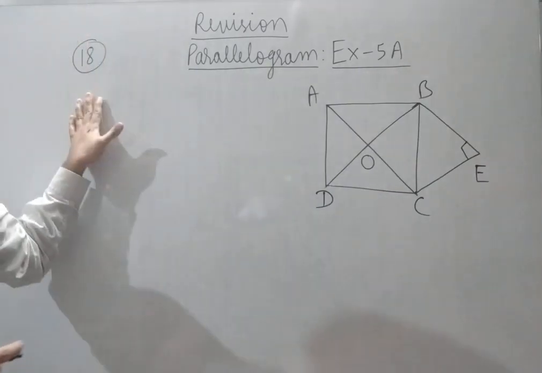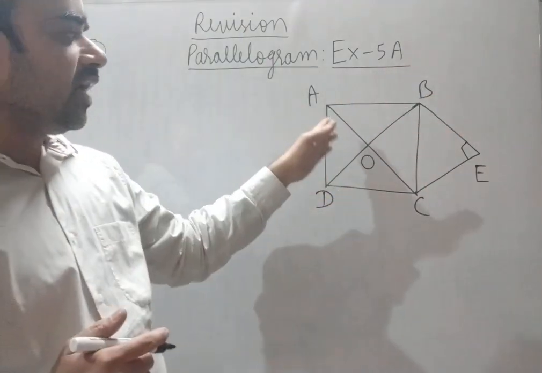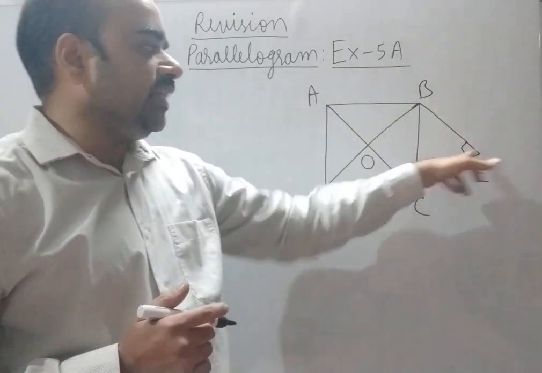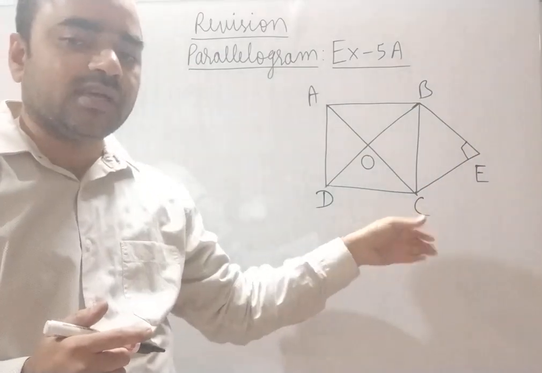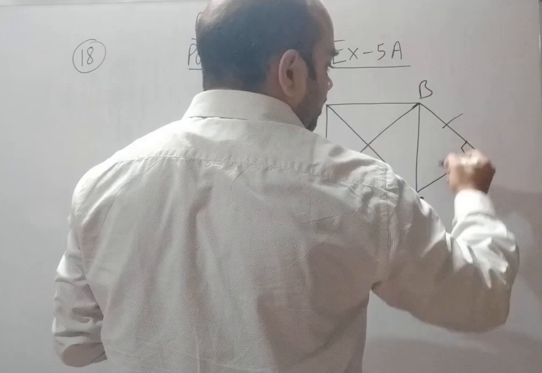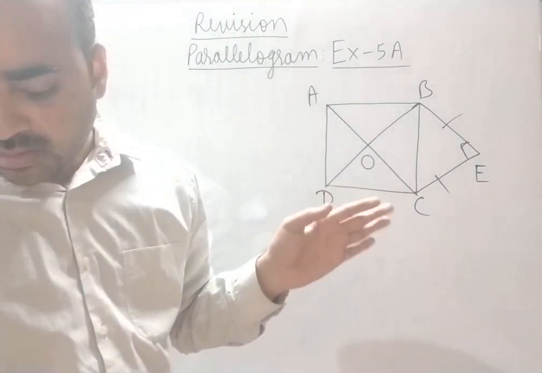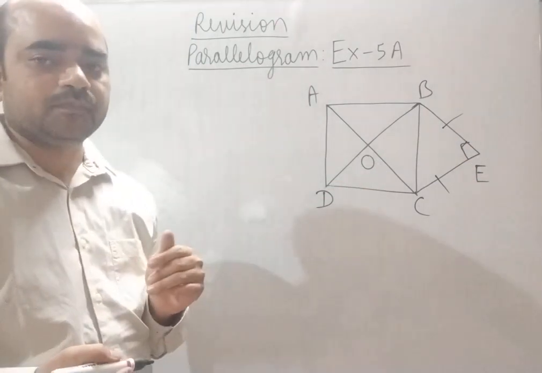Next, question 18. What is given? ABCD is a square whose diagonals AC and BD intersect at O. BEC is an isosceles right angle triangle, isosceles as well as right angle. Isosceles means these two sides are equal and this angle is 90 degrees. This is given. Now we have to prove that OBEC is a square.